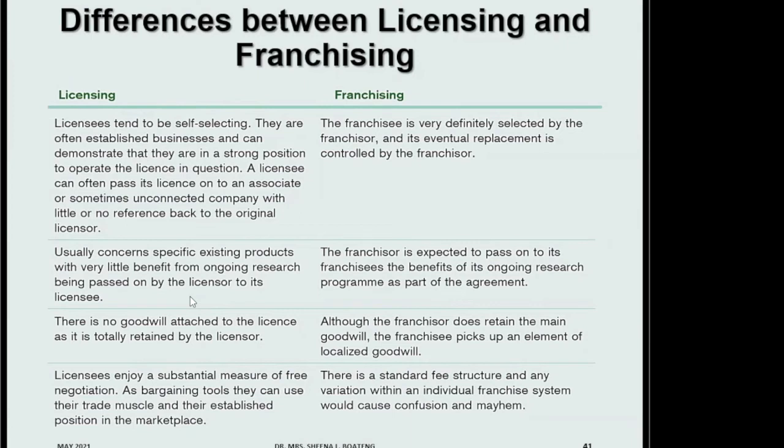Whereas with the franchisee, there's nothing like negotiation. You are coming in for the franchisor's goodwill, for the franchisor's brand and their entire business model. And the franchisor has determined beforehand how much they want to sell it to you and on what terms. So there is no room for negotiation.